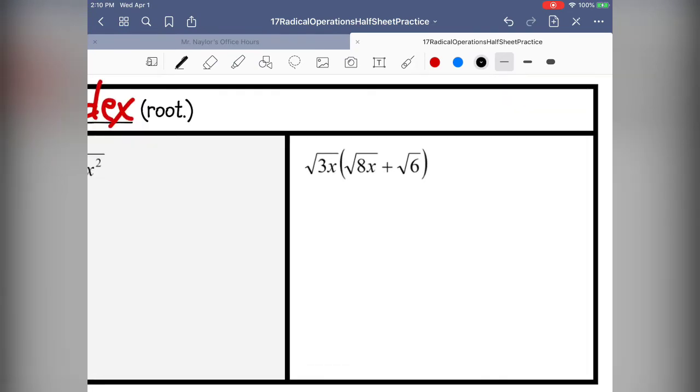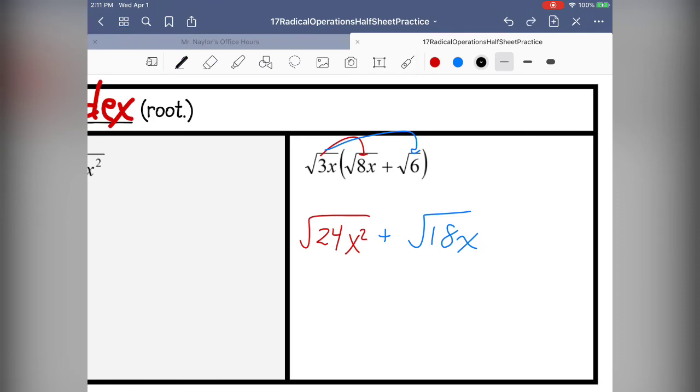Good distributive property problem. When you distribute, you're going to multiply underneath. You get 24x squared. You also multiply underneath and you get 18x. Now, both of these are square roots, and since they're square roots, maybe we can take something out.